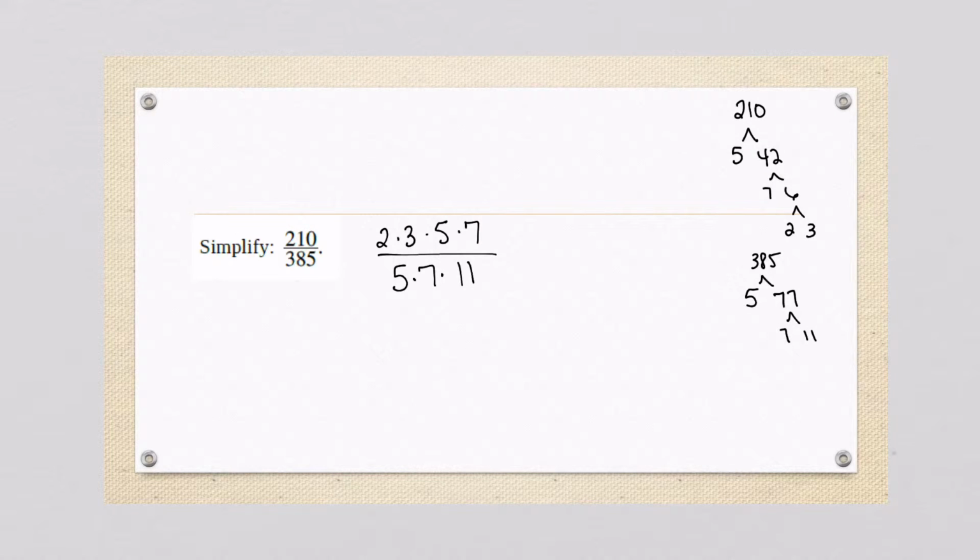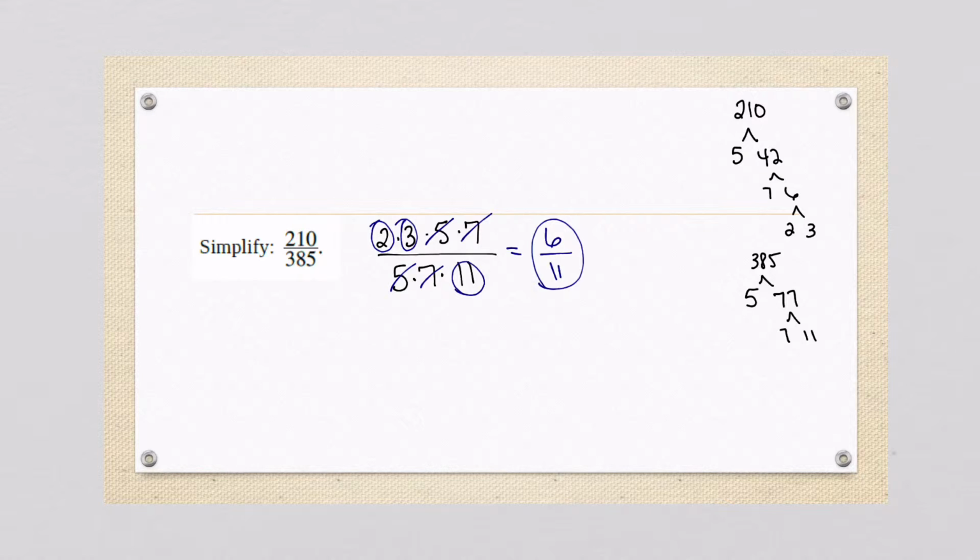And so we, again, are going to mark out the like factors. 5 comes out, 7 comes out, and so what I'm left with on top is 2 times 3. So I get that from there and there, which is 6. And then on the bottom, all I have left is an 11. So 6/11 is what this reduces to.